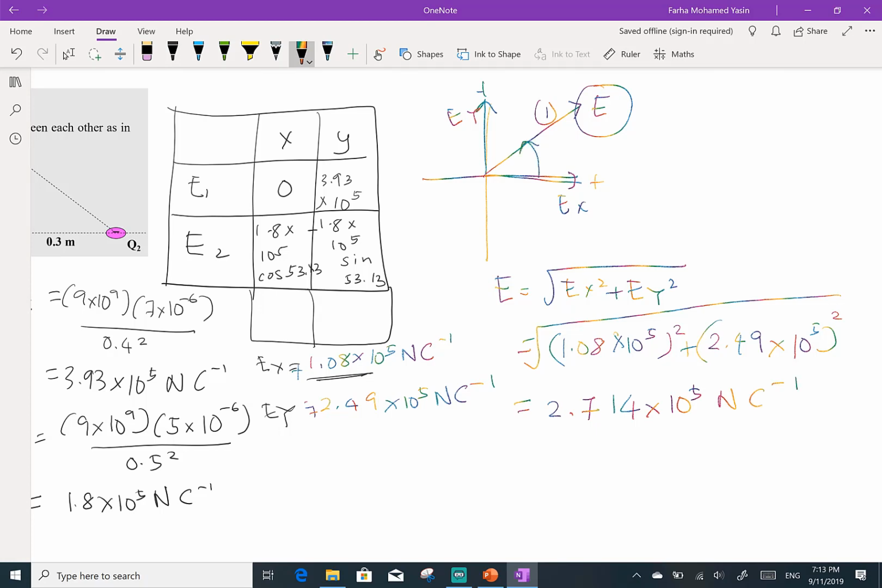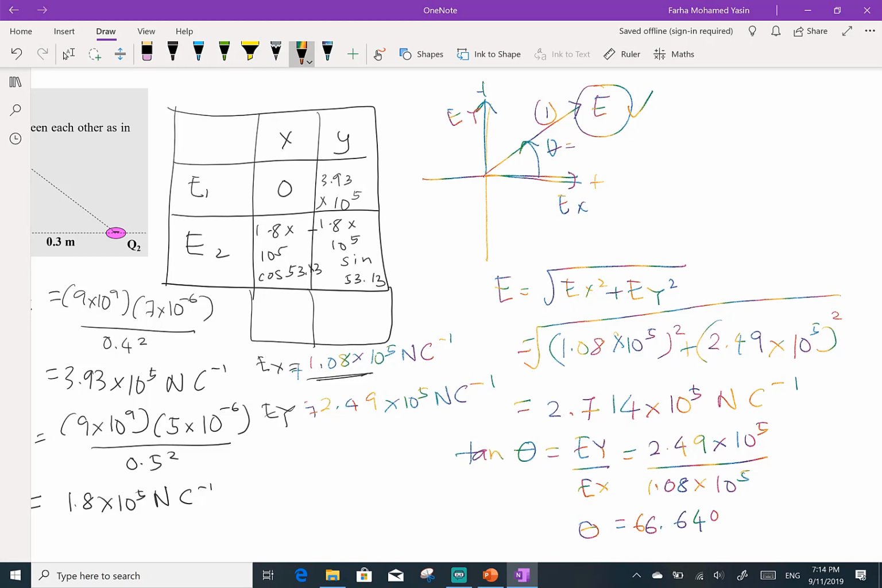Kita perlu cari theta. Magnitude dah dapat, but theta tak ada. So kita perlu determine the theta sebab E is the vector quantity, mesti ada magnitude and direction. To find the theta, we can use tangent theta equals to EY over EX, which is 2.49 power of 5 divided by 1.08 power of 5. So kita akan dapat theta is 66.64 degree.